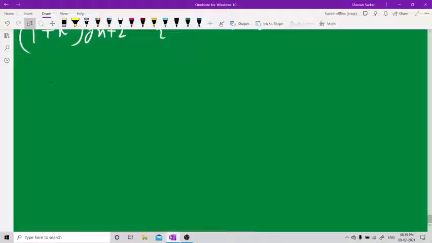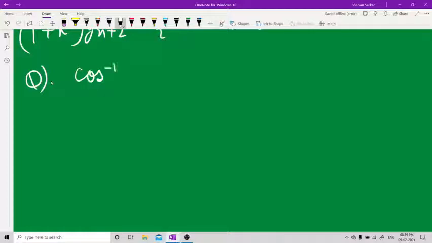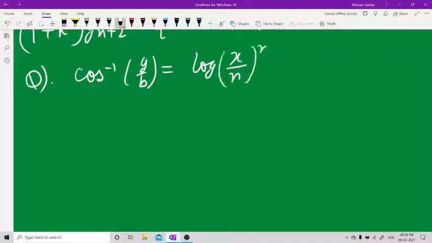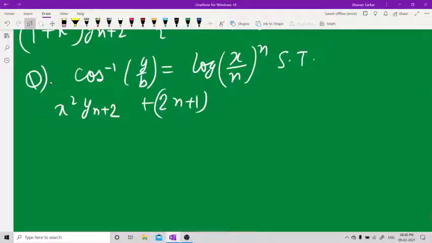Let's take this question. Given to you is cos inverse (y/b) = log (x/n) to the power n. Then show that x² y_{n+2} + (2n+1) x y_{n+1} + 2n² y_n = 0.